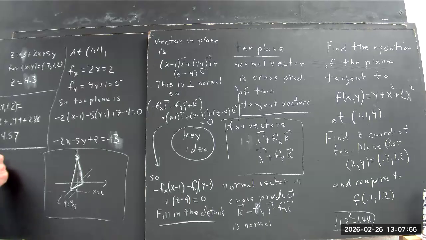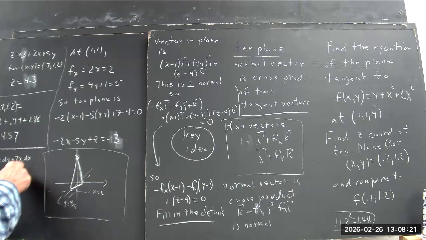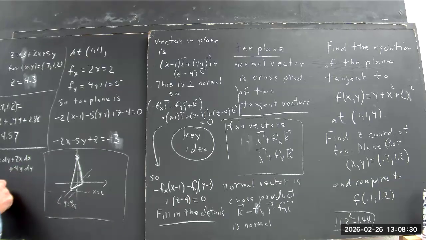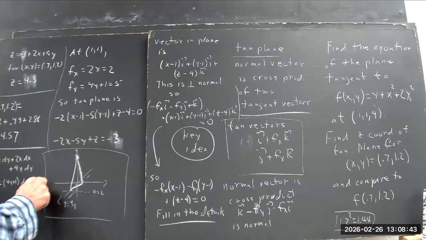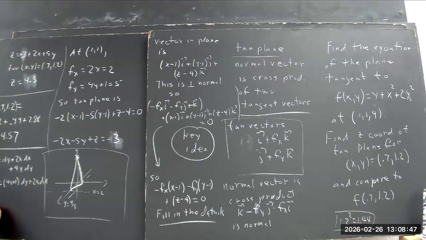Well, what's a differential? Differential is dy plus 2x dx plus 4y dy, which is 4y plus 1 dy plus 2x dx. Dx is negative 0.3, dy is 0.2.